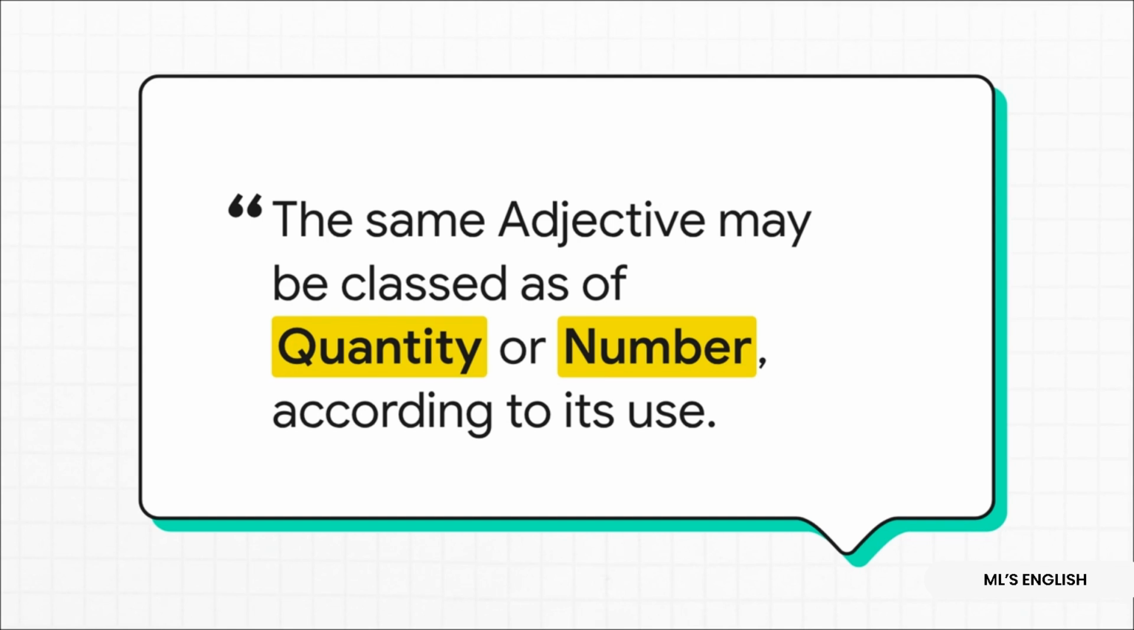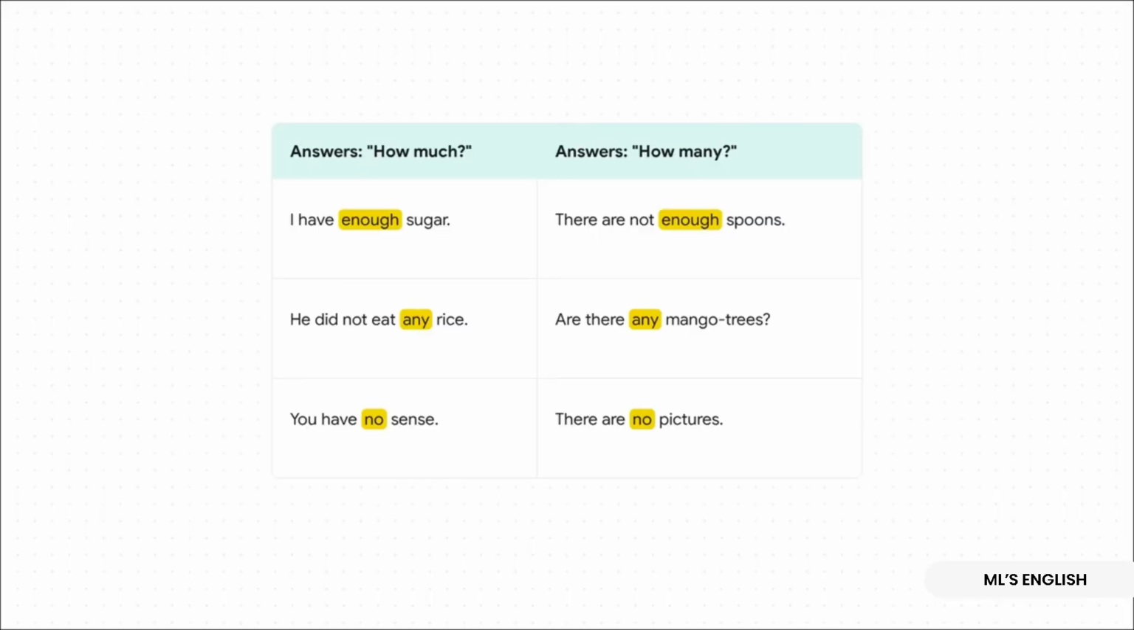The very same adjective can talk about quantity or number, and it all just depends on how you use it. Let's see what that looks like. So the secret is all in the noun. Look at the first example. In "I have enough sugar," sugar is uncountable, right? So "enough" is an adjective of quantity. But in "there are not enough spoons," you can count spoons. So "enough" becomes an adjective of number.